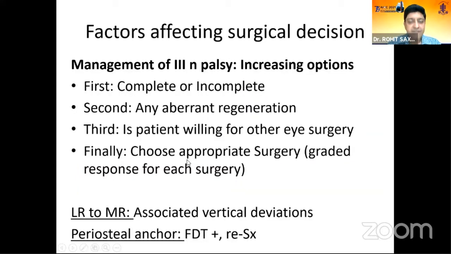So finally, factors affecting surgical decision would be whether it's complete or incomplete. Is there any aberrant regeneration, where we can use that for our advantage? Is the patient actually willing for other eye surgery? Because often they are not. And finally, choose the appropriate surgery.